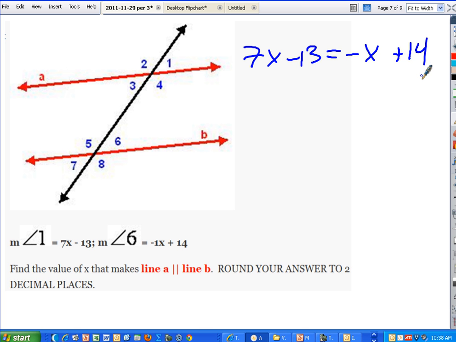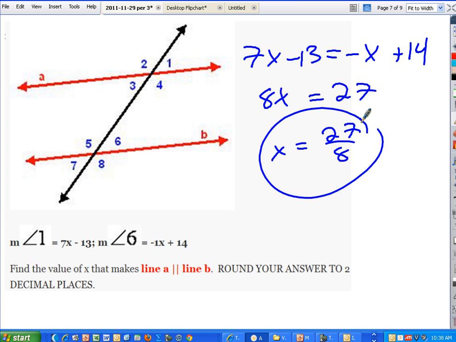What do I do to solve for x? Just add x to both sides. Add 13. Divide by 8. Now how do they want that? They want it to 2 decimal places, so throw it in the calculator and we got the answer. Okay?